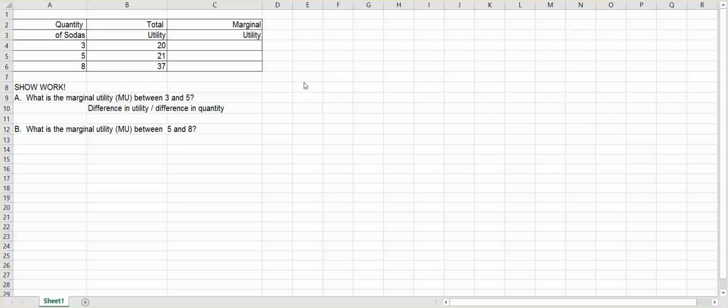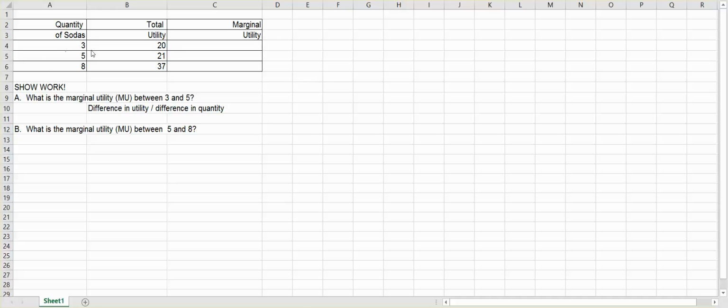Let's take a look at some calculations in Econ that you will need to know for chapters 3 and 4. The first one is marginal utility. Keep in mind that marginal utility is defined as the change in utility, that's the change in a customer's satisfaction, as consumption of a good is increased by 1 unit.